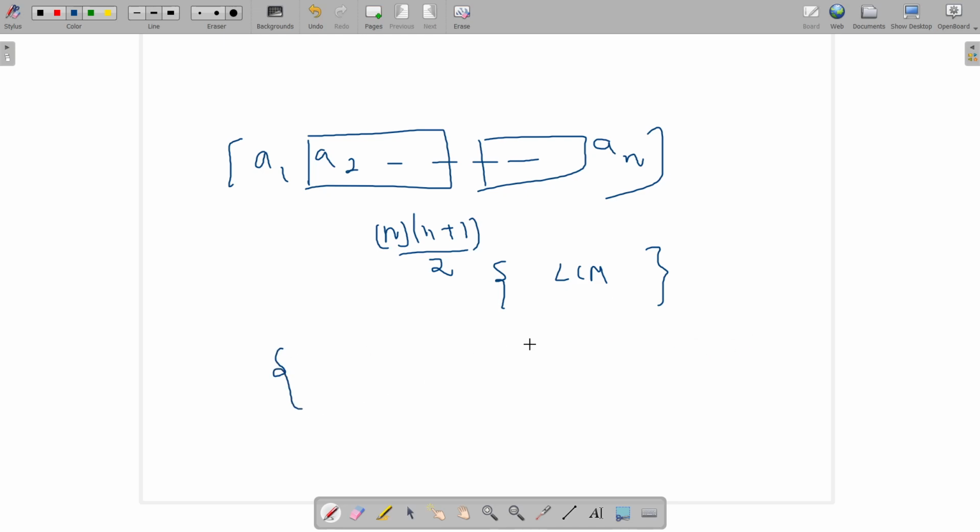What is the MEX of a set? It is the smallest integer which is not present in the set. For example, if the set looks like 0, 1, 2, 5, then the MEX will be 3, because 3 is the smallest integer which is not present here. If the set contained 3, then the MEX would be 4. If the set contained 4, then the MEX would be 6, and so on.